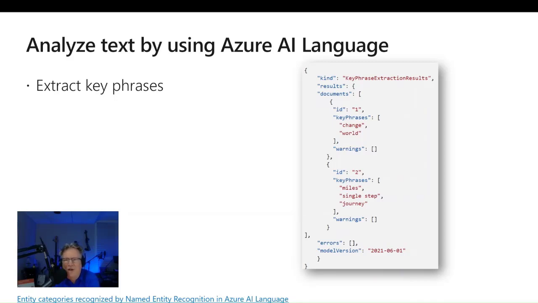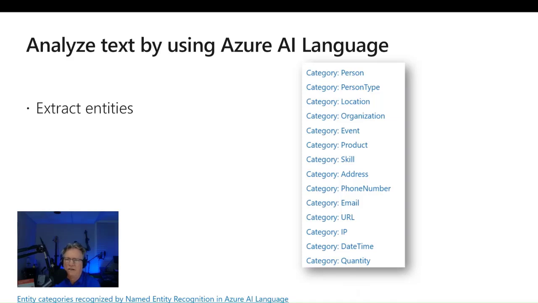Key phrase extraction works best for larger documents. Note that the maximum size that can be analyzed is 5,120 characters. As with language detection, the REST interface enables you to submit one or more documents for analysis. Named entity recognition identifies entities that are mentioned in the text. Entities are grouped into categories and subcategories, for example, person, location, date, time, or organization.